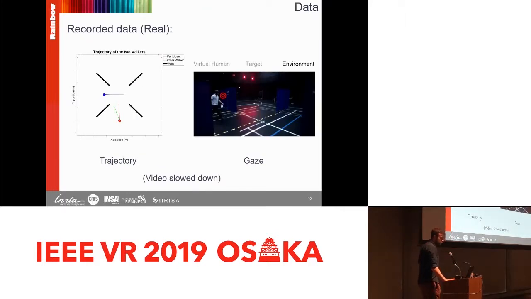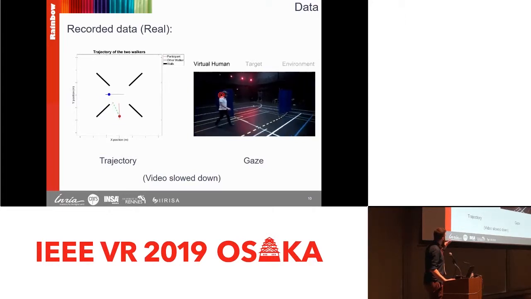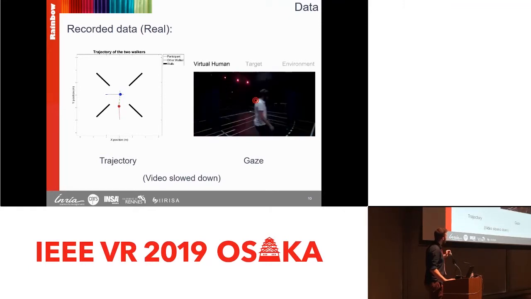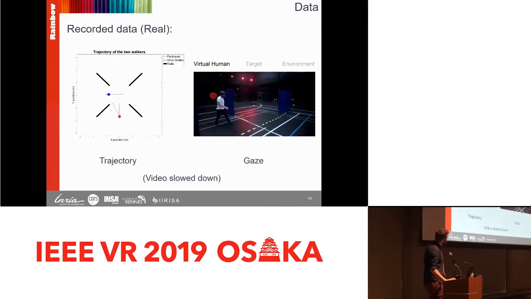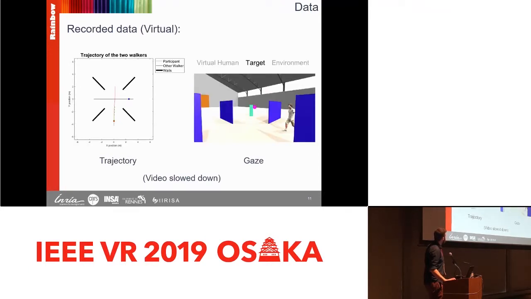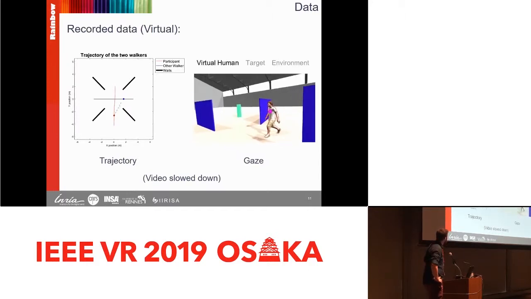Regarding the recorded data, here you can see that during all the experiments we are able to record the trajectory, the gaze behavior, and also what the participant looks at, either the other walker, the target, or the environment. Now, the same recorded data for a virtual situation.